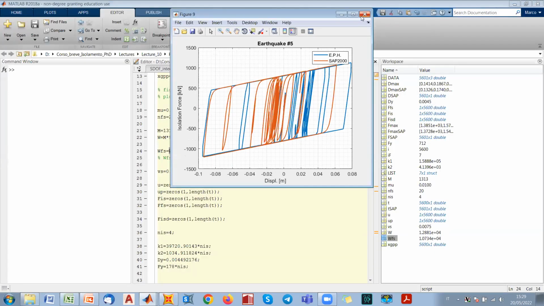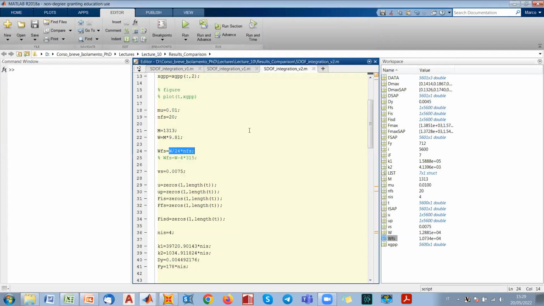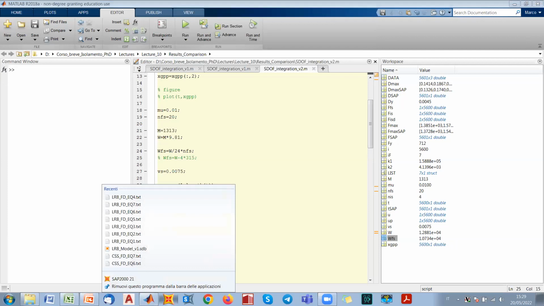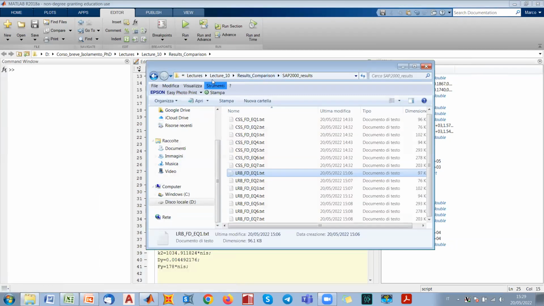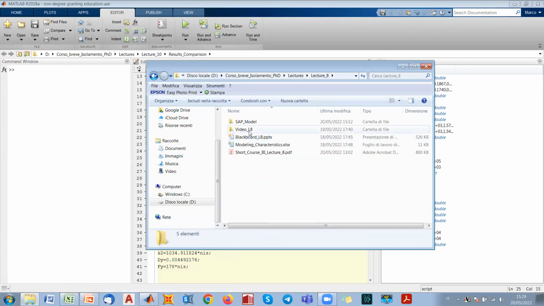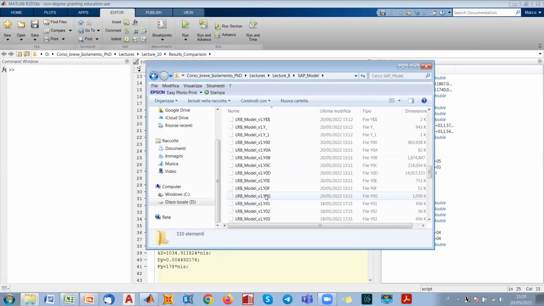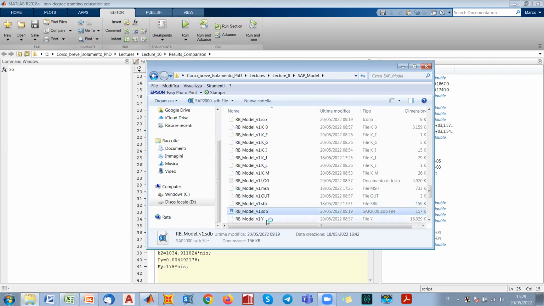So finally, let's consider the response of rubber bearings. Let's open the rubber bearings model, and we need to go into the rubber bearing. Okay, file. Oh, maybe I have opened the student version of the program, so I have to open it again.